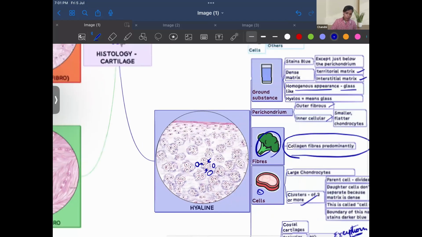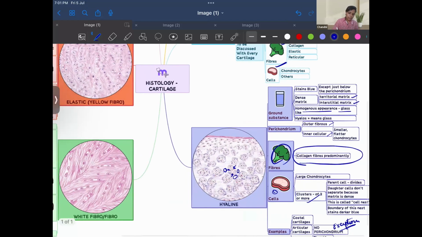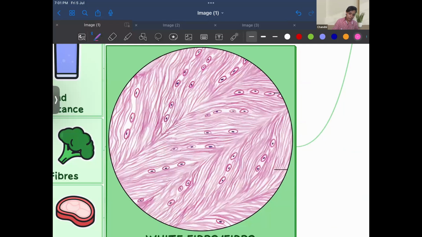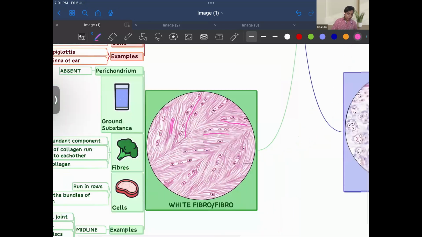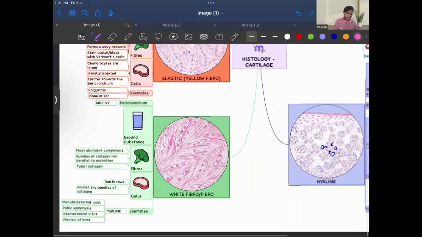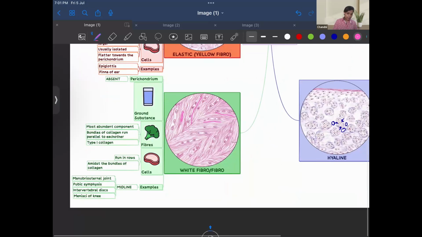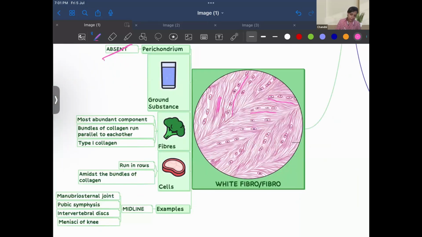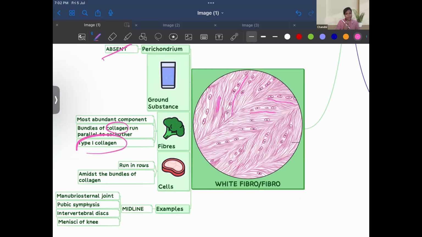Okay. This is the diagram of white fibrocartilage. As I've already told you, draw a lot of collagen fibers running in bundles, and you see chondrocytes are arranged in rows and they're all interspersed within. Perichondrium is absent. Most abundant component of this is the collagen fiber. It's type 1 collagen. This is actually also a difference between the collagen in fibrocartilage and hyaline cartilage, because in white fibrocartilage, you have type 1 collagen, okay?